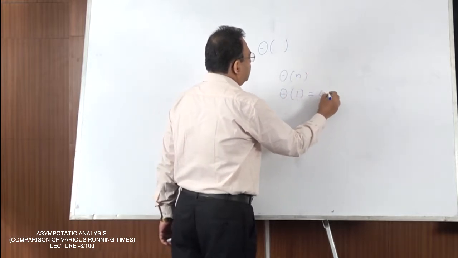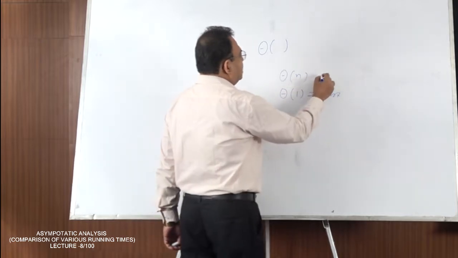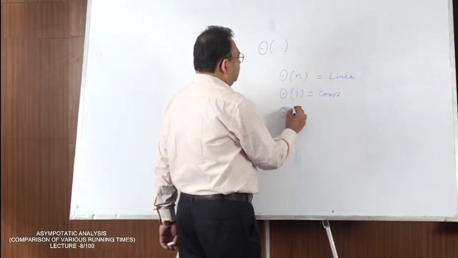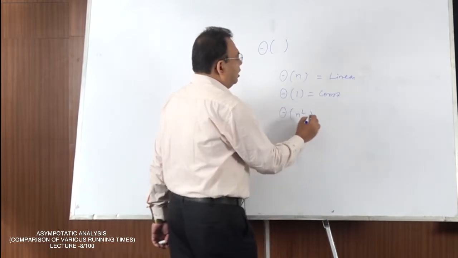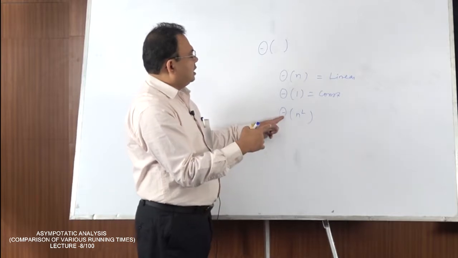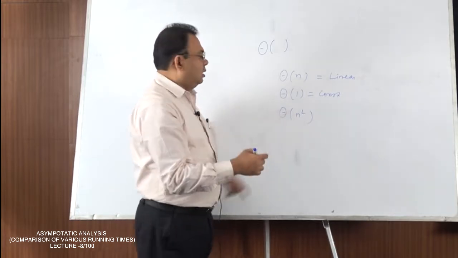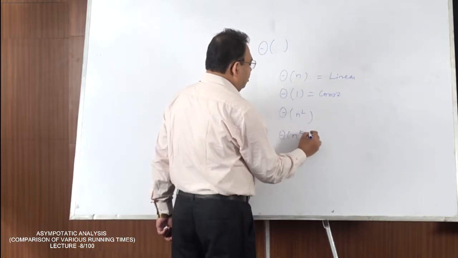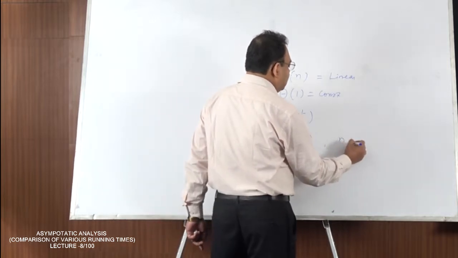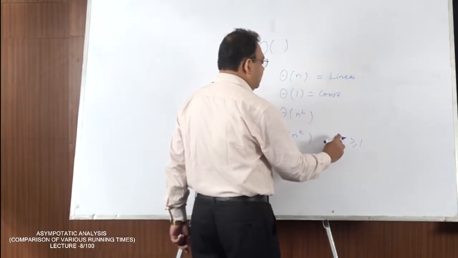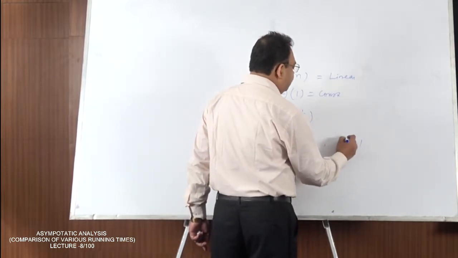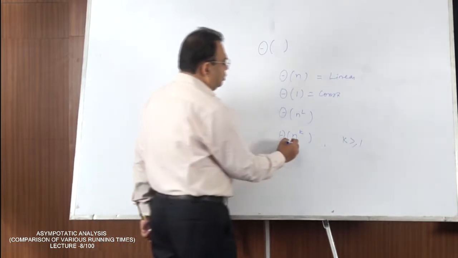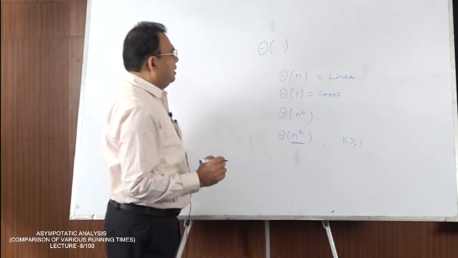some algorithms have running time theta 1. This is known as constant running time. This is called linear running time. It can be theta n square, where the running time depends on n square, or it can be theta n to the power k, where k is greater than or equal to 1. So this is called polynomial running time.